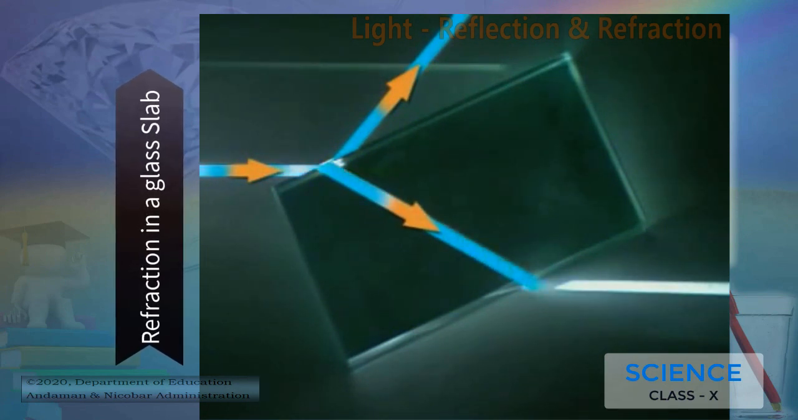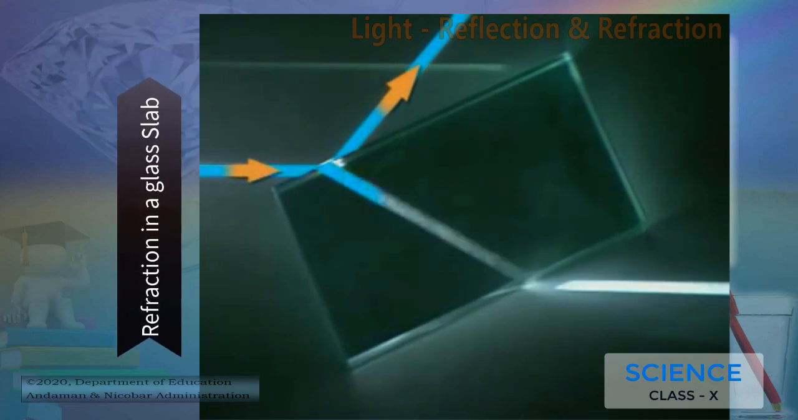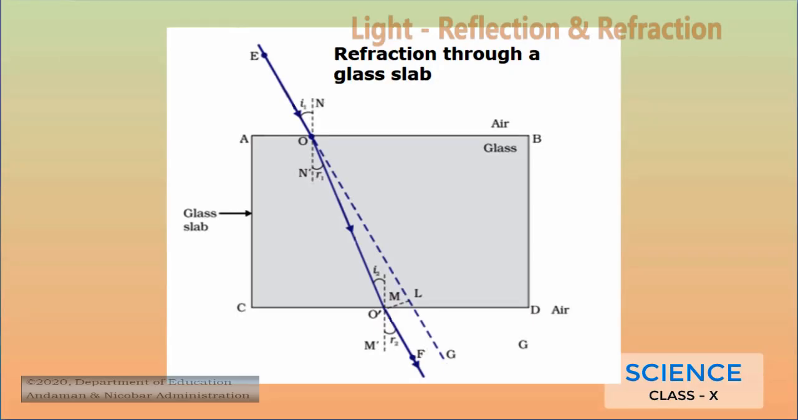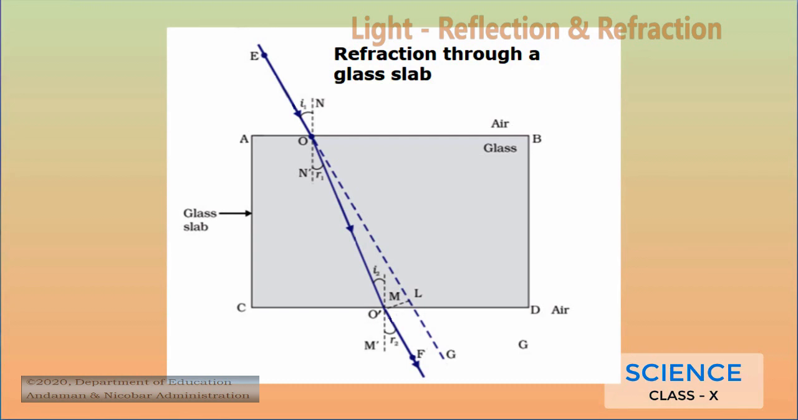However, if you see the direction of propagation of light above and over the glass slab, then you will see a bent structure. Dear children, look at the picture very carefully. Here, E is the incident ray which falls on the surface of the glass slab at the side AB. After that, the direction of light changes inside the glass slab up to O dash. Finally, when the light goes out from the glass slab, then you see the F is the emergent ray which is going out from the glass slab.